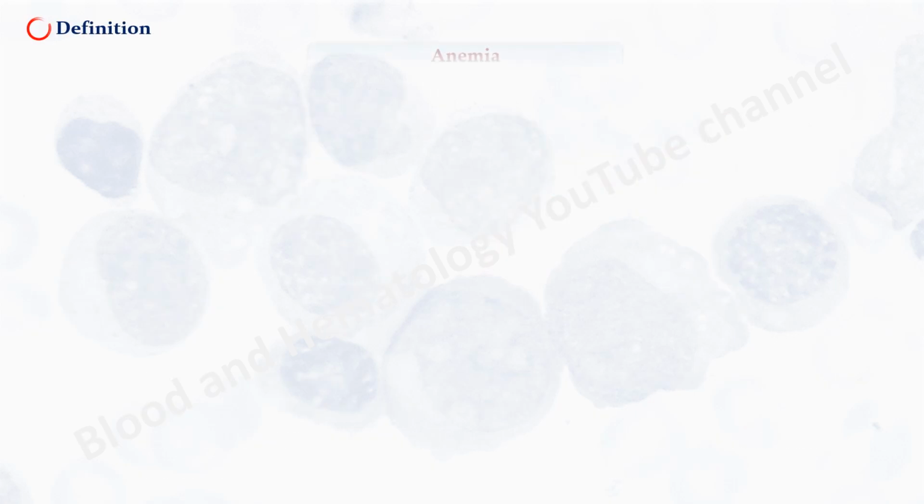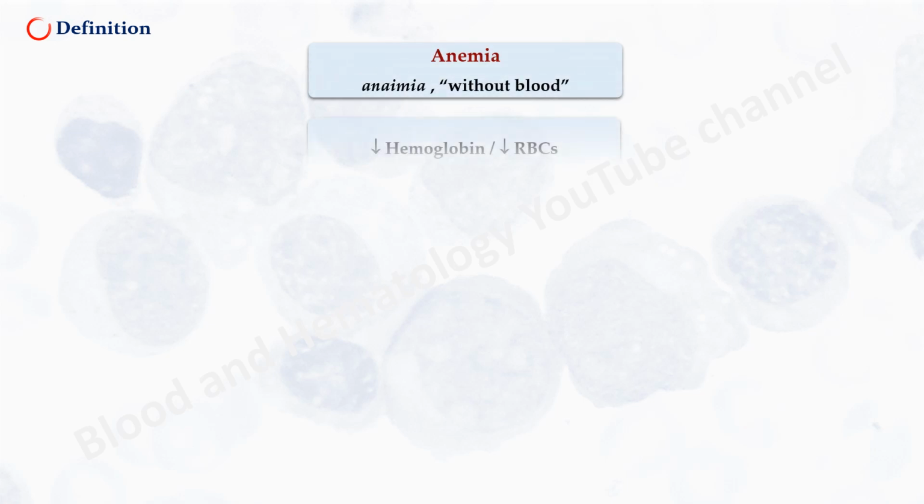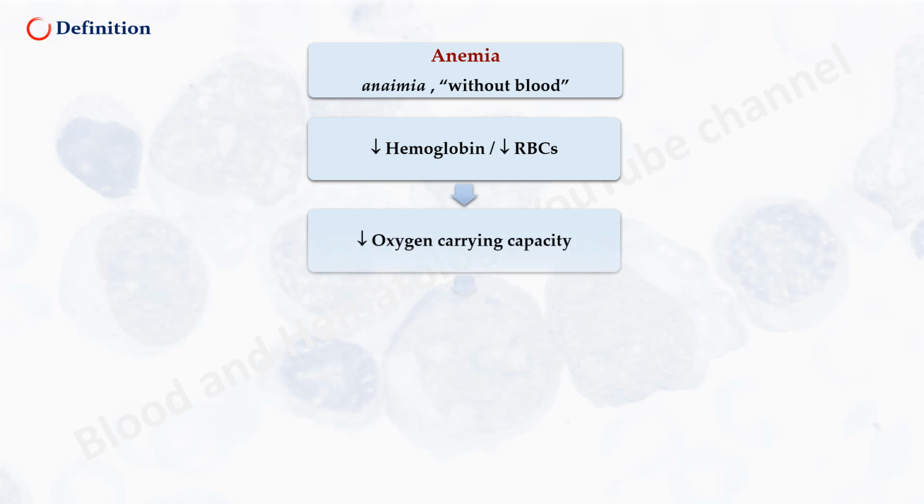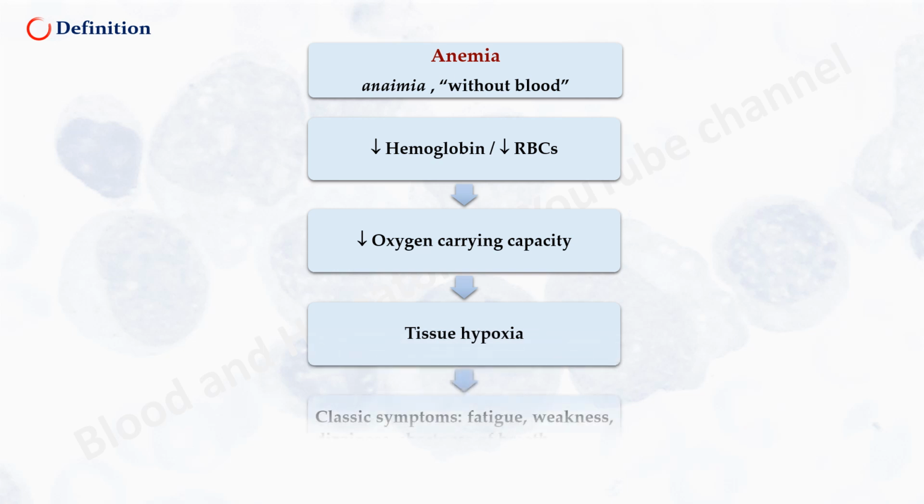The term anemia is derived from the Greek word anemia, meaning without blood. Anemia is defined as a decrease in hemoglobin concentration or number of erythrocytes, below the reference interval for healthy individuals of similar age, sex, and race, under similar environmental conditions. This gives rise to decreased oxygen-carrying capacity of the blood, tissue hypoxia, and the classic symptoms such as fatigue, weakness, dizziness and shortness of breath.